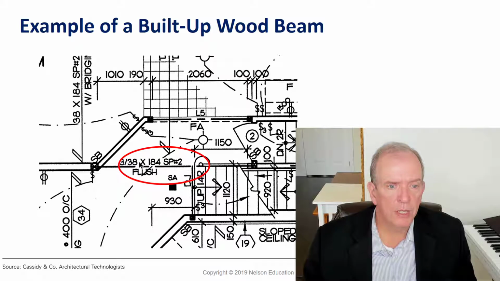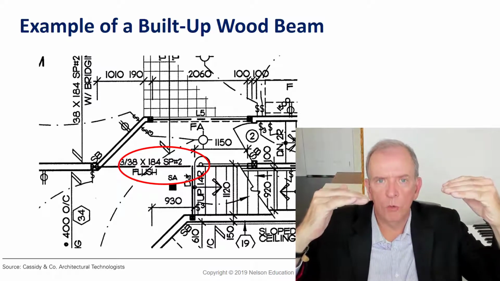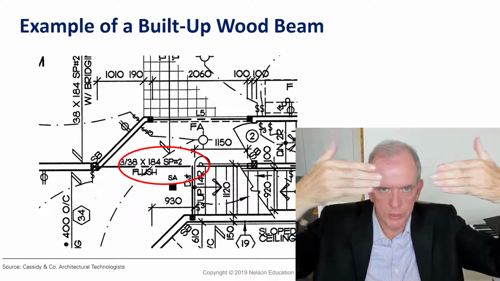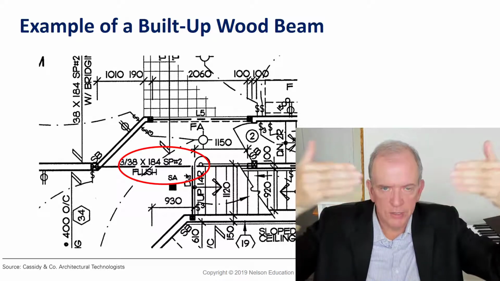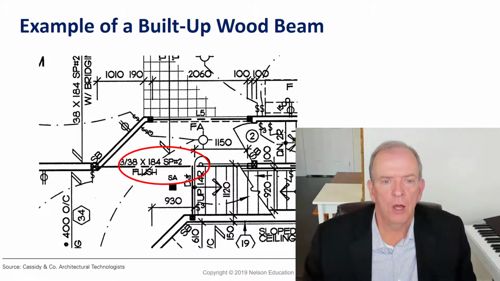And this is saying 3-38 by 184 put side by side, right? And in this case, it's saying that they're going to be flush. So that means this beam, when the house is finished, you won't know it's there because it'll be flush with the joist. The joist will go into the sides on hangers and be supported on hangers that way.